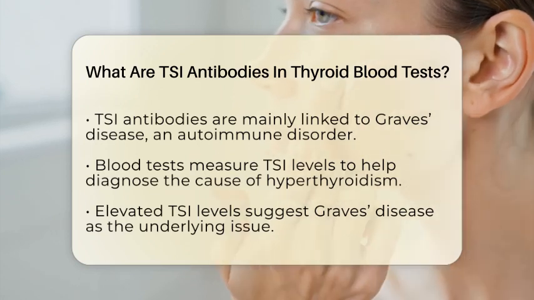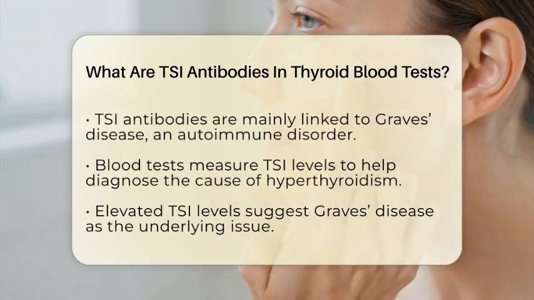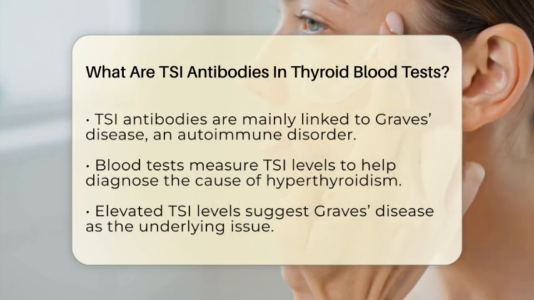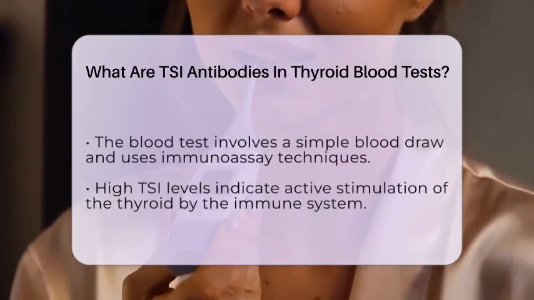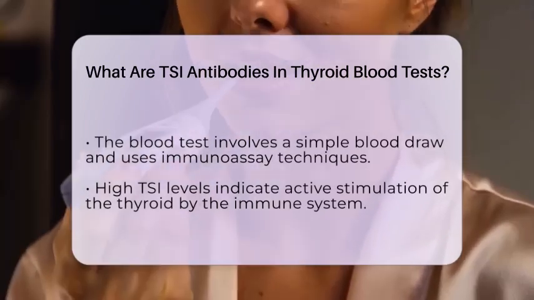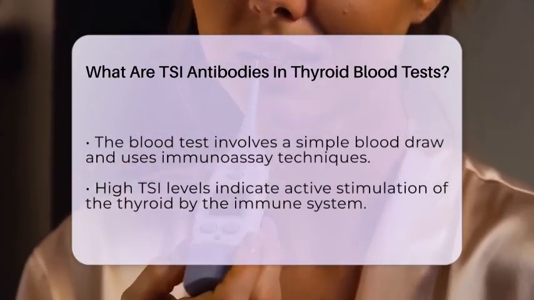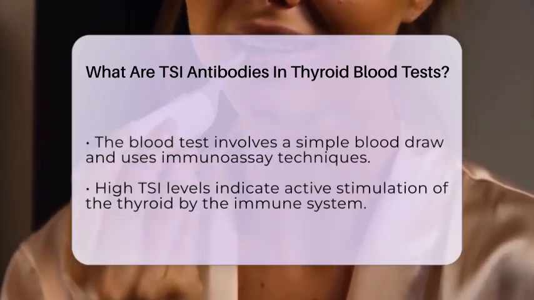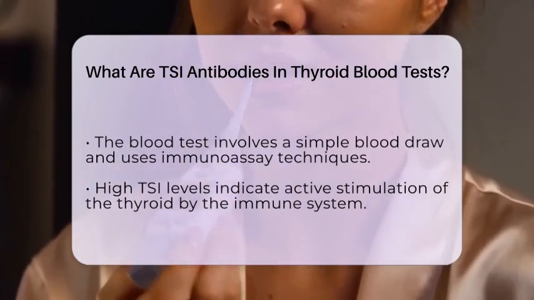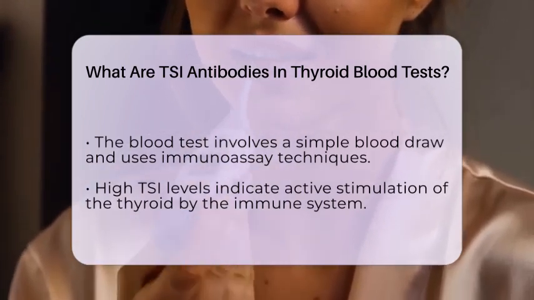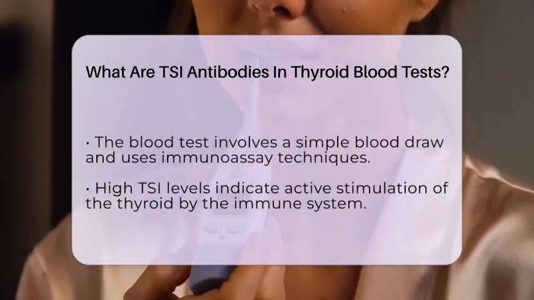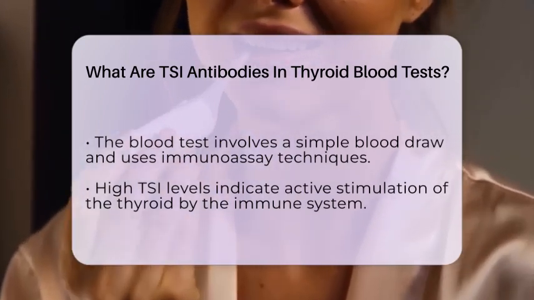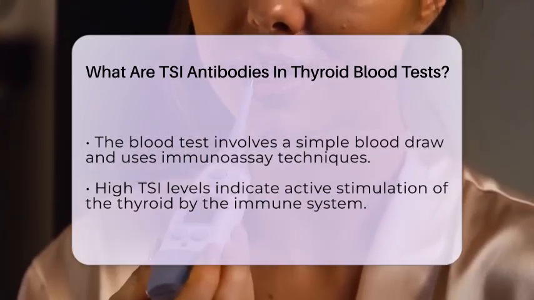The blood test for TSI is simple and usually involves drawing a small sample of blood without special preparation. The lab uses a technique called immunoassay to measure how much of these antibodies are present. If the results show elevated TSI levels, it indicates that the immune system is actively stimulating the thyroid. This information is very useful not only for diagnosis but also for monitoring how well treatment is working.